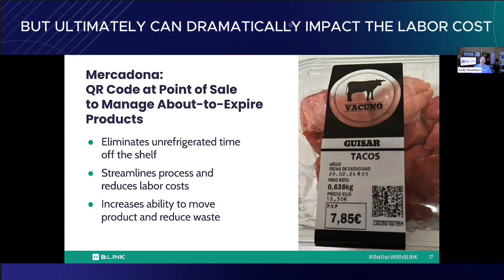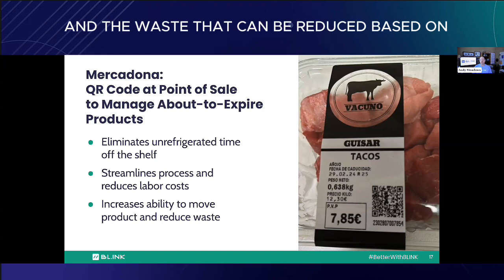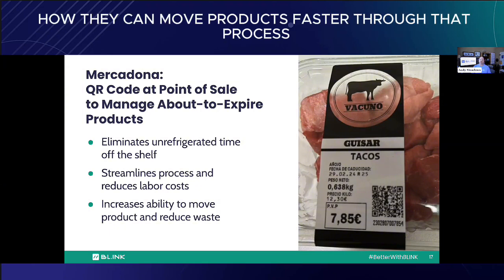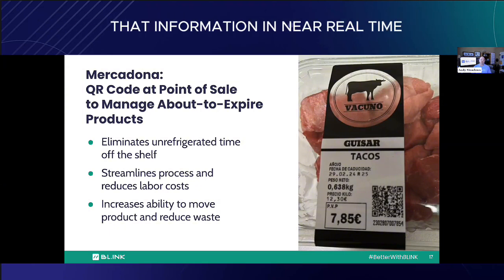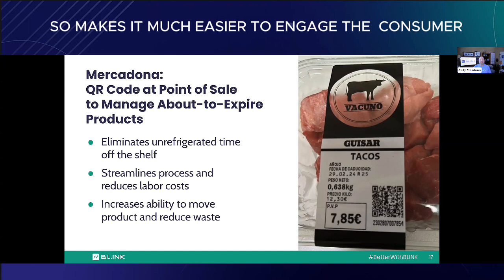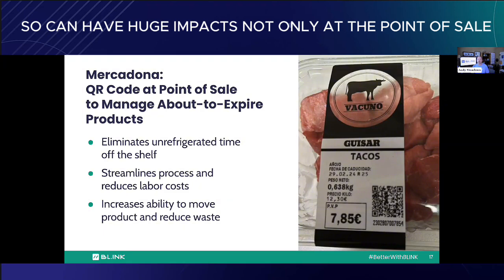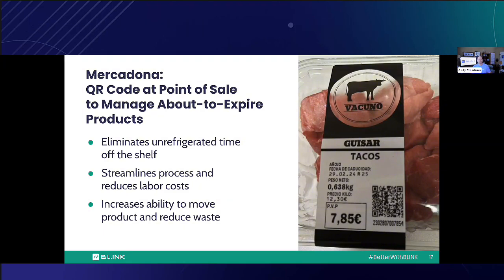impact the labor cost and, again, the waste that can be received based on how long that product itself is off the shelf, or how they can move products faster through that process by being able to update that information in near real time. So it makes it much easier to, again, engage the consumer with the product information that they really need and want. So it can have huge impacts, not only at the point of sale, but before and after.